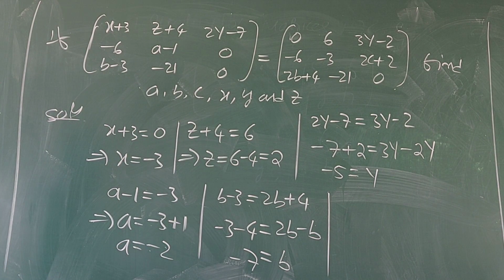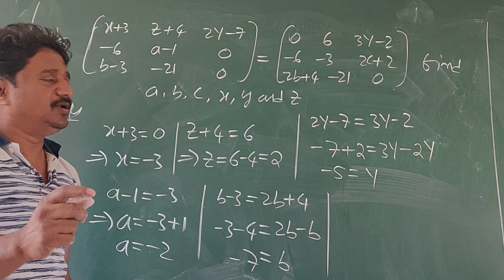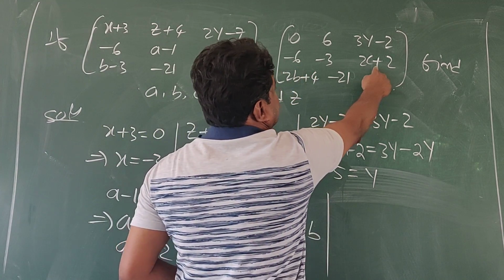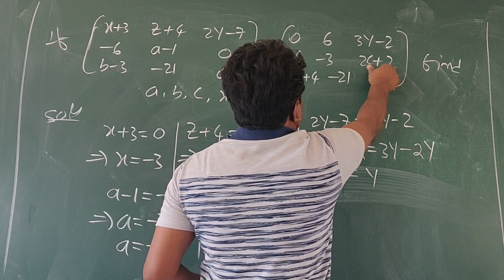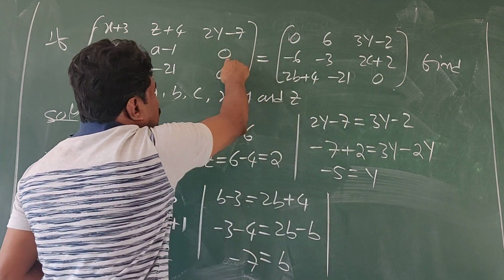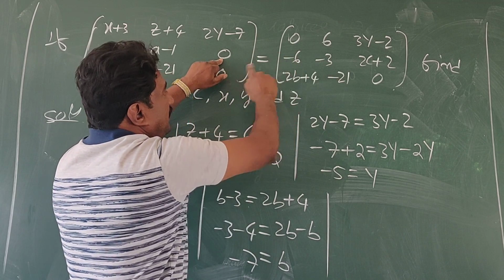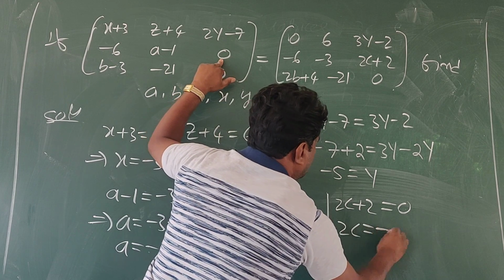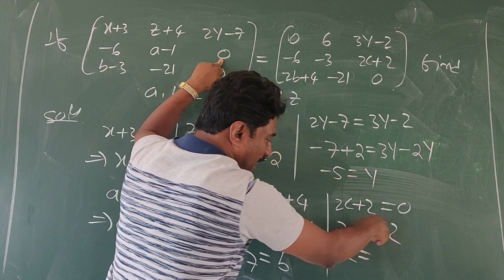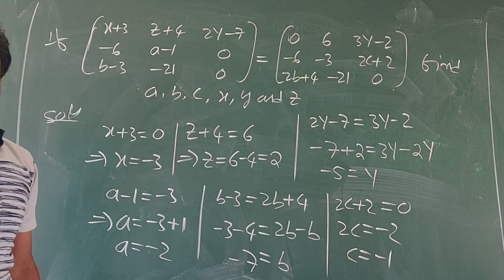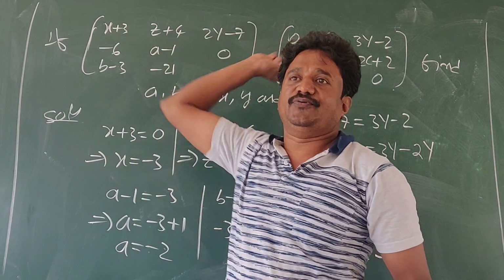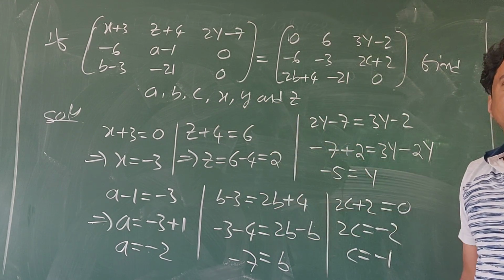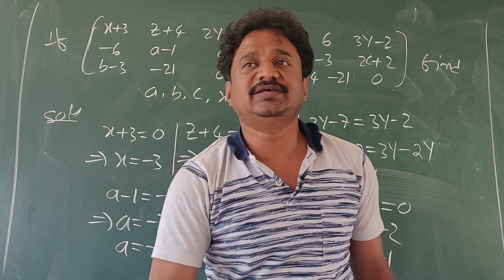Finally, one more value, c, is left to find. Here we have c. In the place of 2c plus 2, we have 0. So let us equate: 2c plus 2 must be equal to 0. 2c is equal to minus 2. c is equal to minus 2 by 2, which is minus 1. We calculated x, y, z as well as a, b, c.